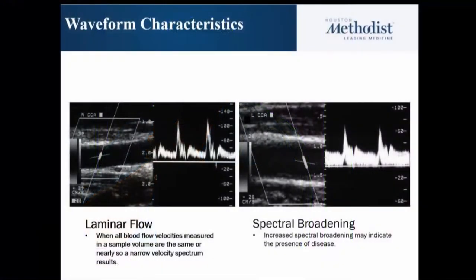So other waveform characteristics that we want to pay attention to is laminar versus turbulent flow. Something with laminar flow will actually have a very large window. And when we're talking about window, we are talking about the black area underneath the waveform itself. That represents that more velocities are moving in line or at the same velocities. Whereas in spectral broadening, you're having velocities that are moving at all sorts of different velocities. So velocities that are moving directly towards the transducer will be higher up on the waveform, whereas velocities that are moving at an angle or perpendicular to the beam will be lower on the scale.